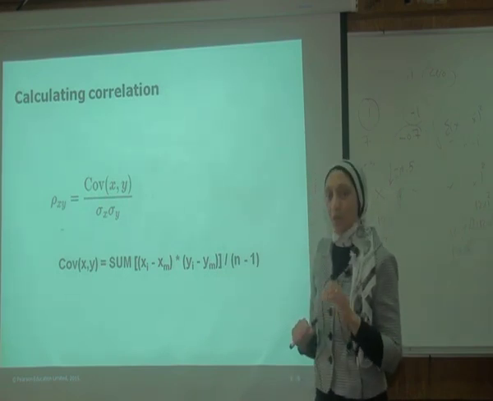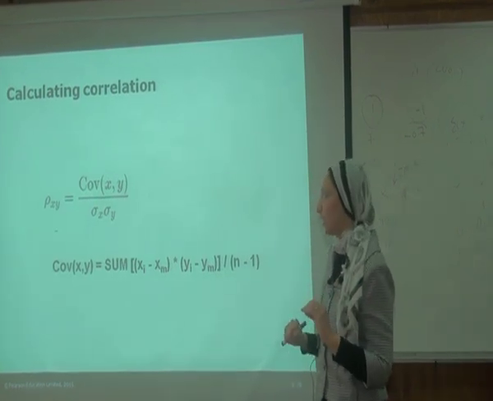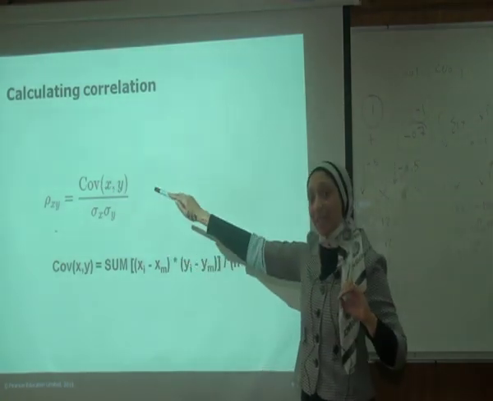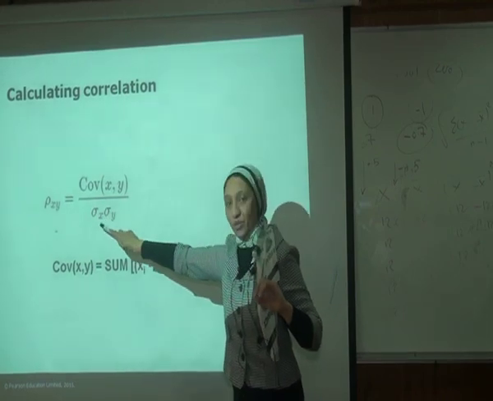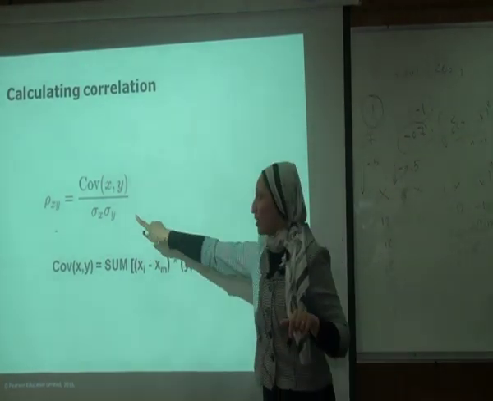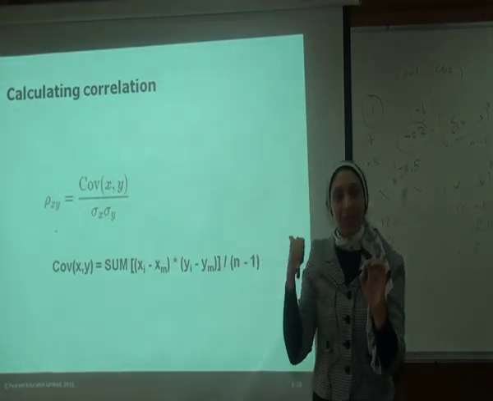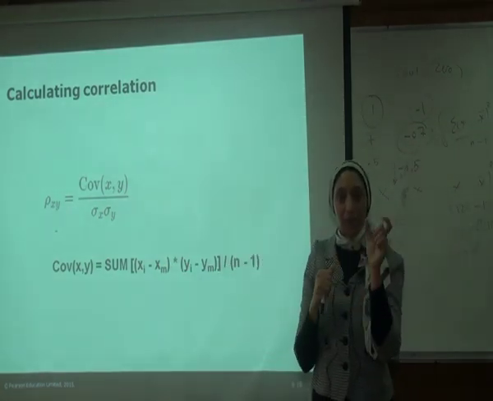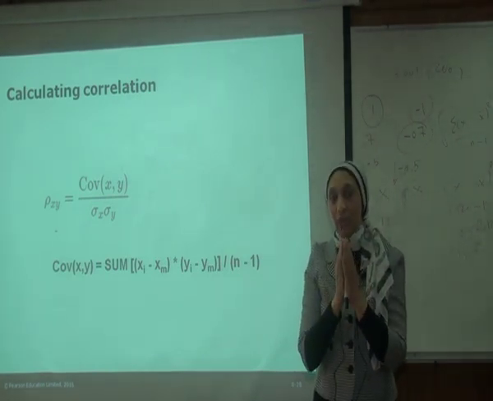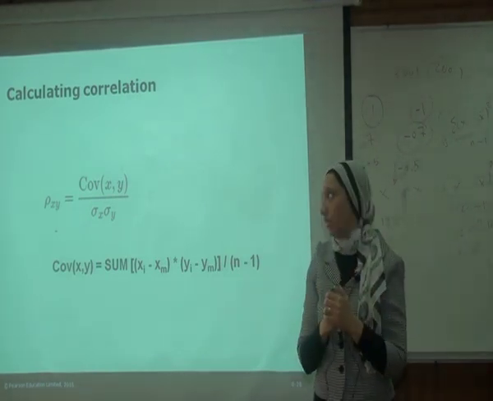How to do this? The correlation coefficient can be calculated by dividing the covariance of stock X and Y by the standard deviation of stock X and the standard deviation of stock Y. Here the standard deviation is the risk. We already calculated it before: risk, standard deviation. We already knew how to calculate it.